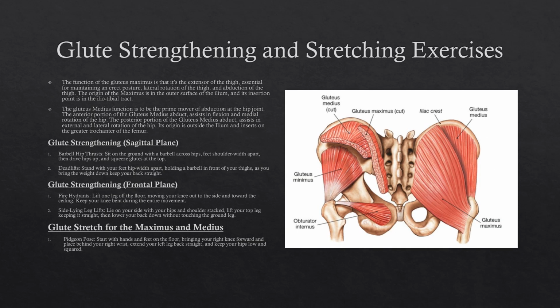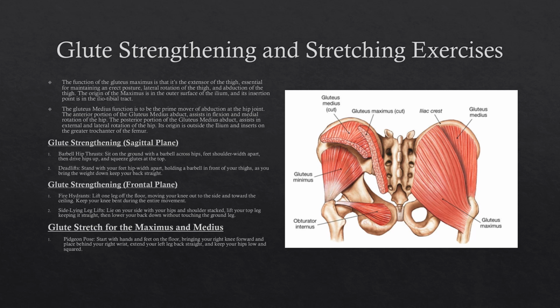For glute strengthening and stretching exercises, as you see in the diagram here, this is all what was worked on in my workouts. And the function of the gluteus maximus, to get into specifics, is that it's the extensor of the thigh, essentially for maintaining an erect posture, lateral rotation of the thigh, and abduction of the thigh. The origin of the maximus is the outer surface of the ilium, and its insertion point is the iliotibial tract.